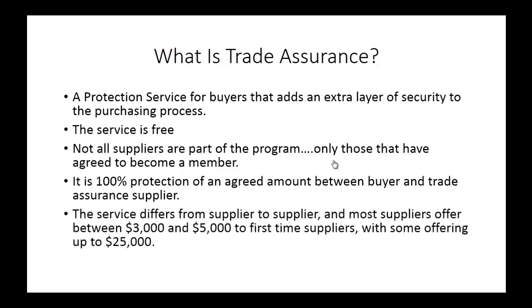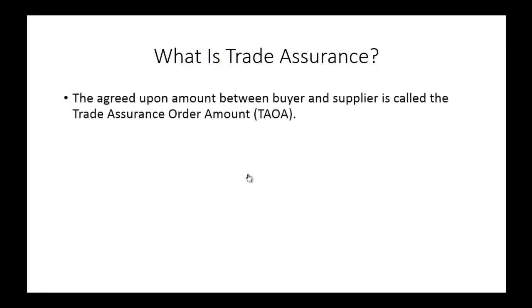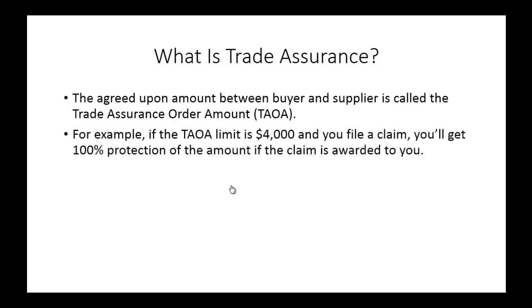Now the service differs from supplier to supplier, but most suppliers offer between $3,000 and $5,000 for those who are working with them for the first time, and some even offer up to $25,000. Now, the agreed upon amount between the buyer and supplier is called the Trade Assurance Order Amount, or TAOA, and that's what we'll refer to it throughout the rest of this video. Now, for example, if your TAOA limit is $4,000 and you file a claim, you'll get 100% protection of that amount, $4,000, if indeed the claim that you place is awarded to you.